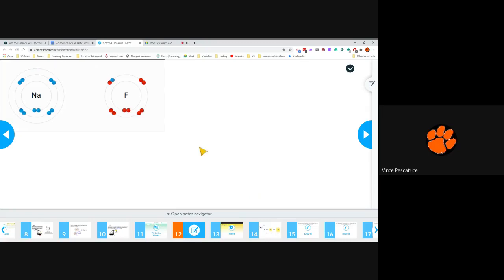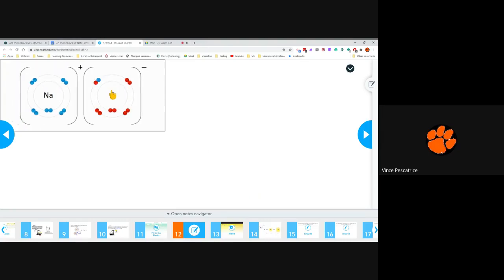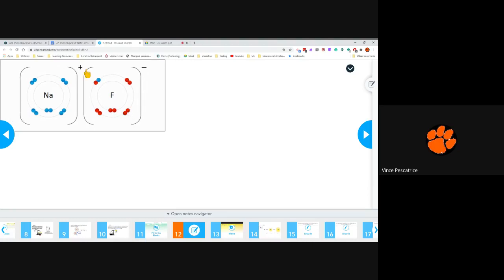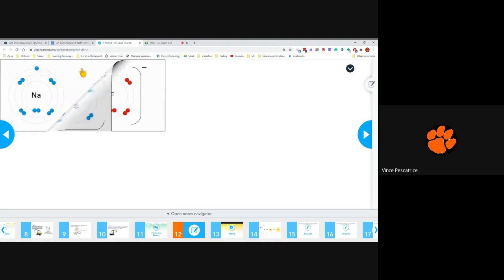Here's a demo. So the sodium is giving away its electron to fluorine, and this forms a bond. This is called an ionic bond because it makes two ions, the sodium positive and the fluorine negative, and just like a magnet, they attract each other. This is called an ionic bond.